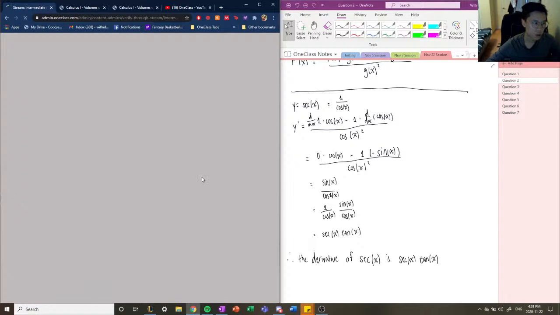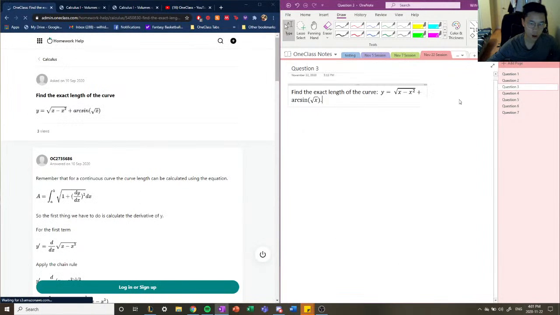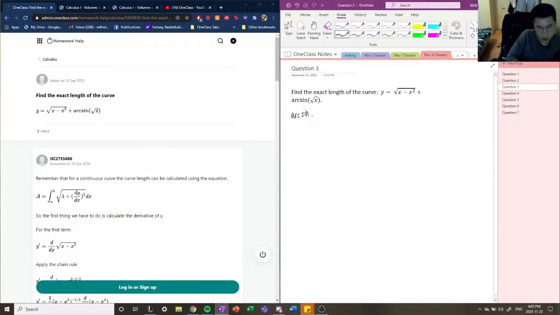All right, so the next question is going to be kind of long, and it reads, find the exact length of the curve y equals root x minus x squared plus arcsine of root x, okay? So arcsine is just another way of writing sine inverse. So given a ratio of two sides of a triangle, you can find the angle, basically, all right?